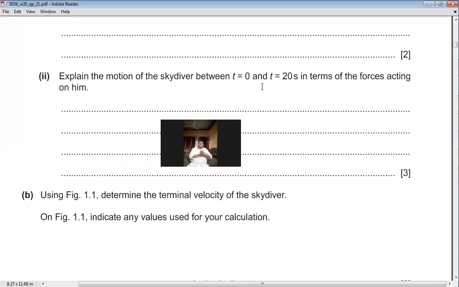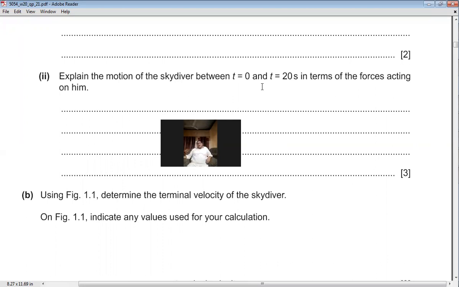It means that the resultant force acting on the body will decrease. As he speeds up, the air resistance acting on the object will increase, and it means that the resultant force will decrease. It means that the acceleration of the body will decrease.